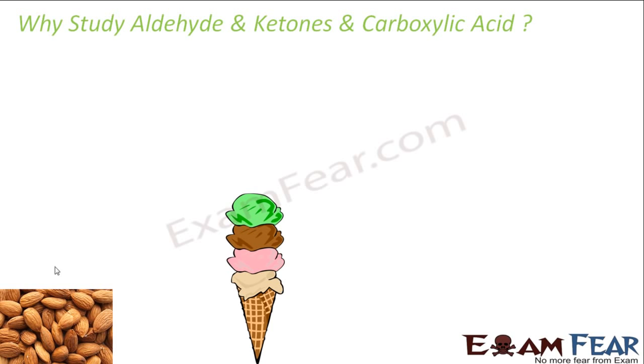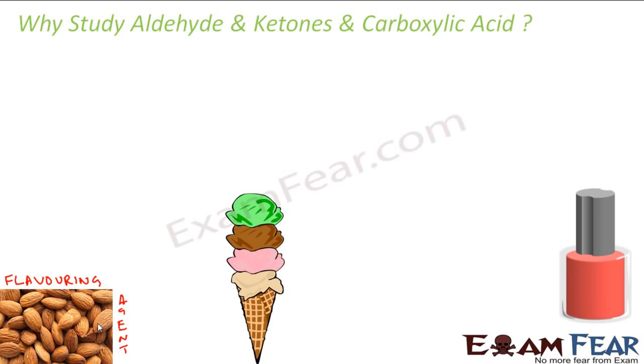For example, this almond flavor is benzaldehyde. We'll talk about benzaldehyde. It's a kind of aldehyde. The vanilla flavor which you get is again aldehydes, ketones. A lot of things we eat, their aldehydes and ketones act as flavoring agent. So these aldehydes and ketones act as flavoring agent.